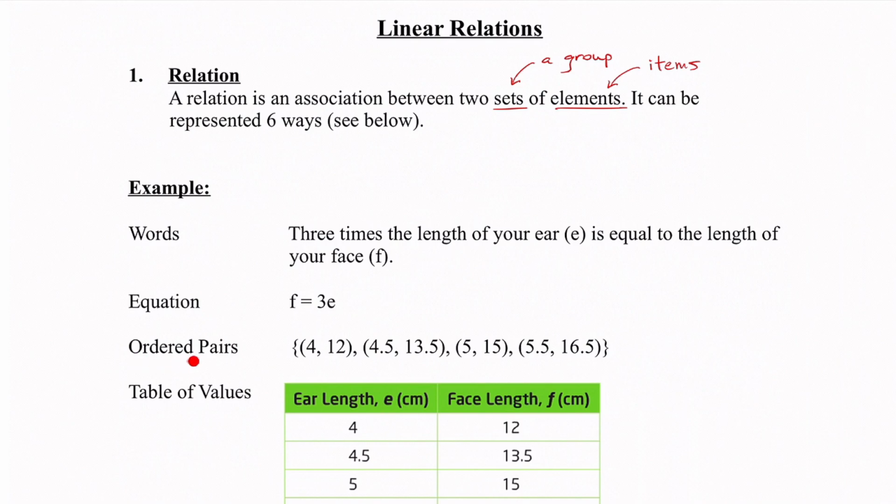Then we have ordered pairs. These are pairs that are ordered in a particular way. The first number is called the independent variable, and the second one is called the dependent variable. We're going to look at those definitions later, so you don't have to know that for now, but that's just the order that it goes. It follows the same thing as the equation. Just like we multiplied E by 3, to get to the second term here we are also multiplying by 3. Same with this next one. To get from 4.5 to 13.5, it's just been multiplied by 3, and each of these is the exact same thing. So that's an ordered pair.